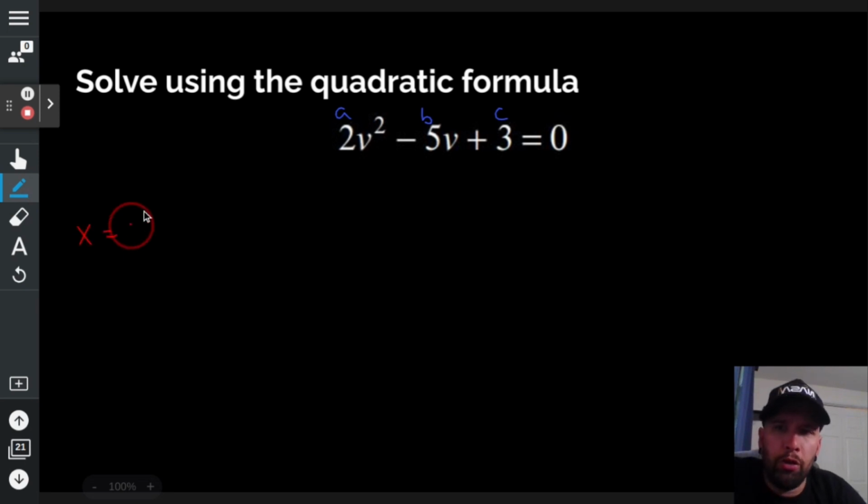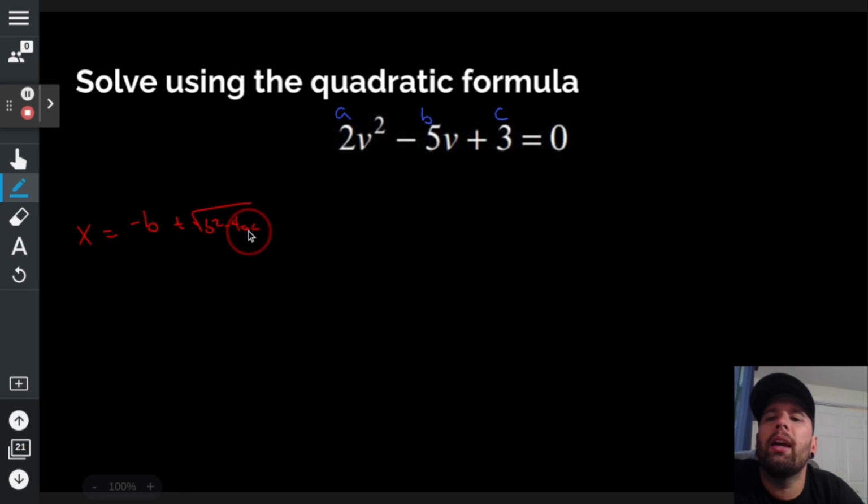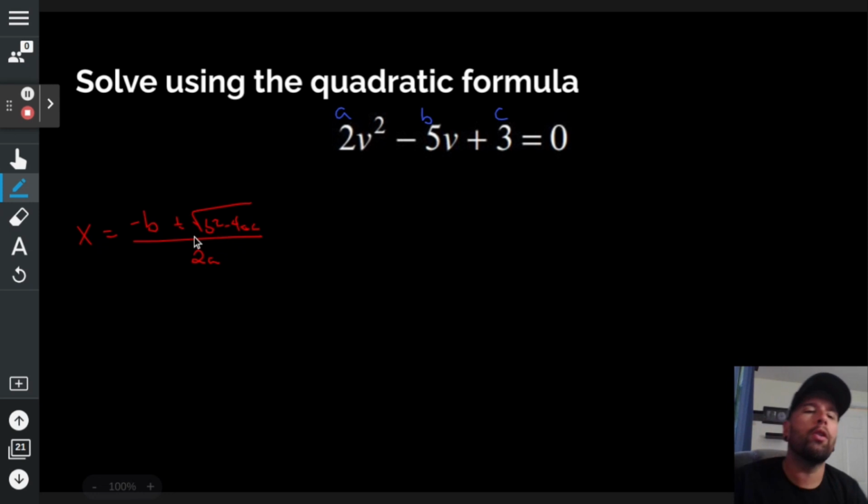X equals negative b plus or minus square root b squared minus 4ac all over 2a. X equals negative b plus or minus square root b squared minus 4ac all over 2a.